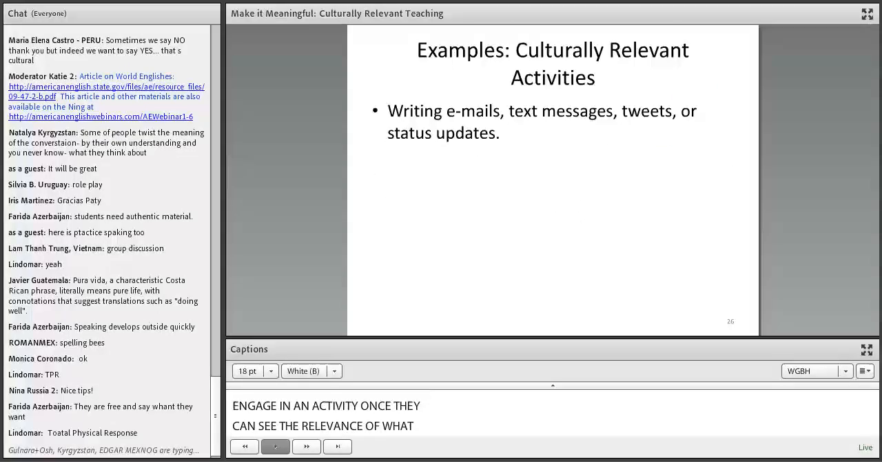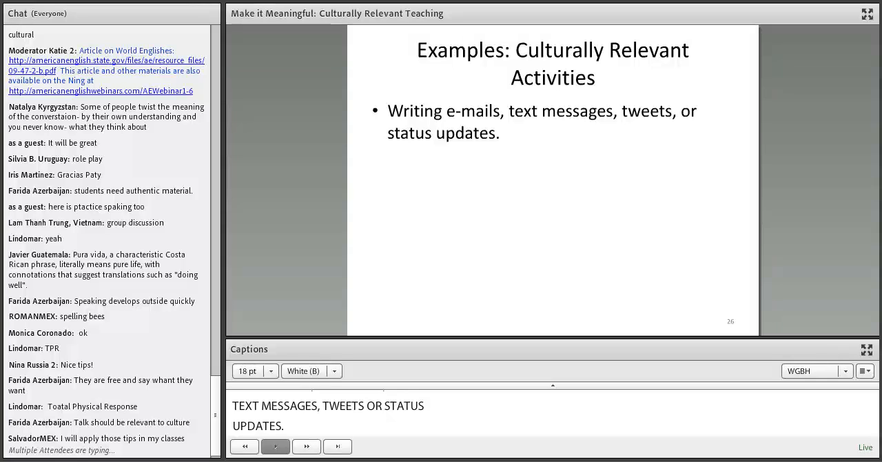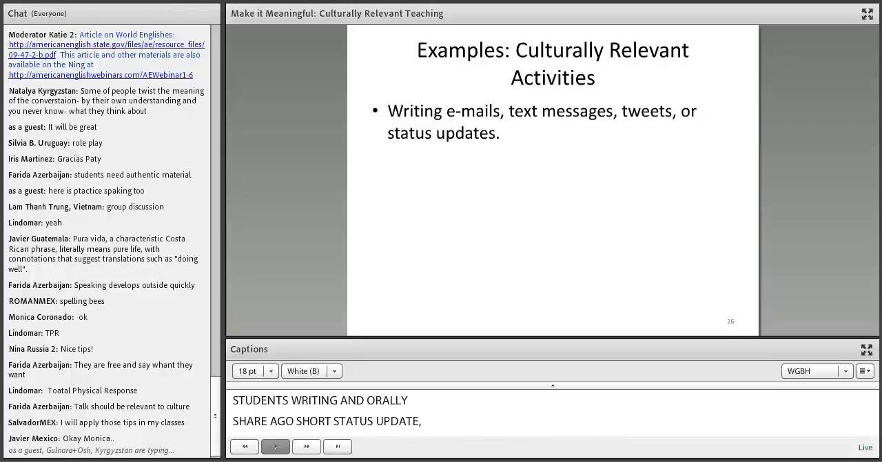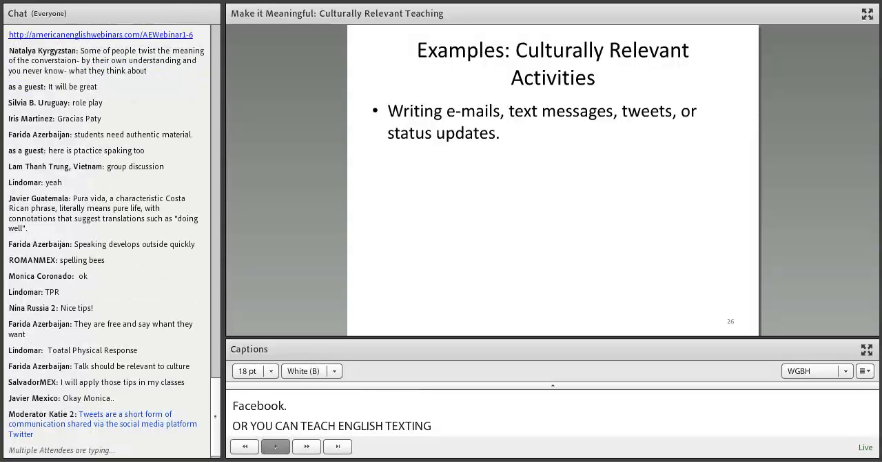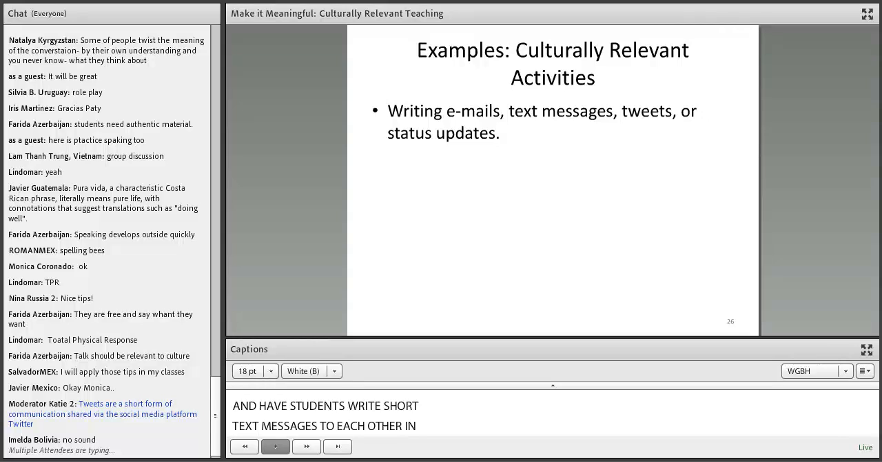So one idea is to incorporate youth culture into your classroom by asking students to use genres that they're very familiar with, like emails, text messages, tweets, or status updates. You could start every class with students writing and orally sharing a short status update if your students love Facebook. Or you can teach English texting abbreviations like LOL and TTYL and have students write short text messages to each other in English, either on their phones or just on small pieces of paper that they pass to each other.